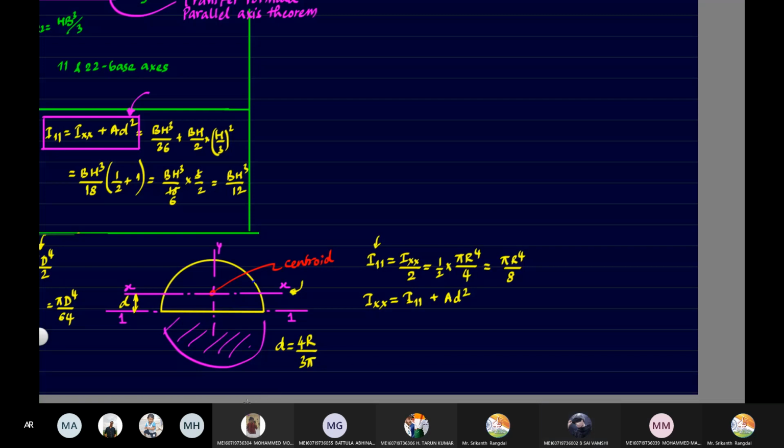No, sir. What's the mistake, IXY? No, here it is X only. What is the mistake here? I11 equals IXX plus AD square, isn't it?